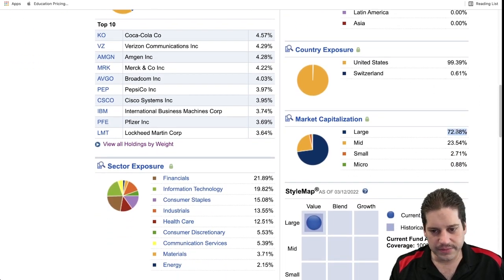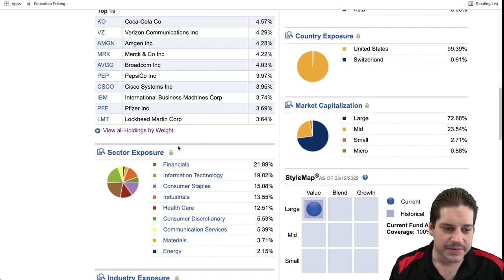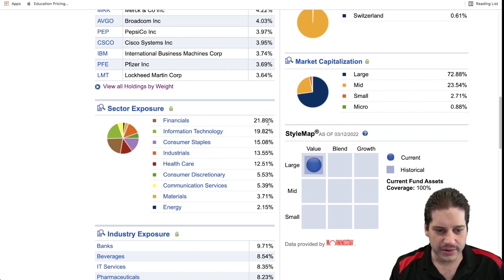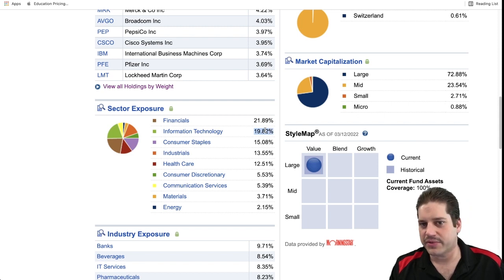You can see here, like what we said before, it's looking at the large cap stocks. It does have a couple mid cap stocks in here, and the small and micro are very small, almost not even worth mentioning. Sector exposure is sorted by weight here, and you can see financials, information technology. I think we'll still see growth from information technology, so I do like that extra 10% exposure that it has over VYM.